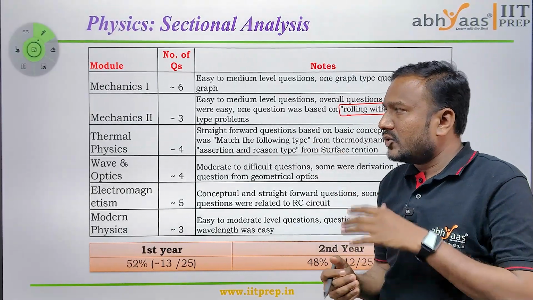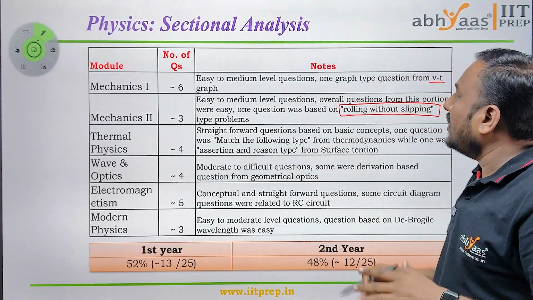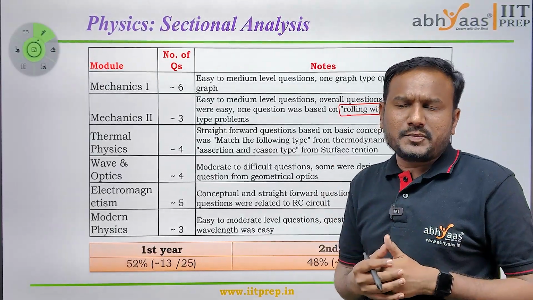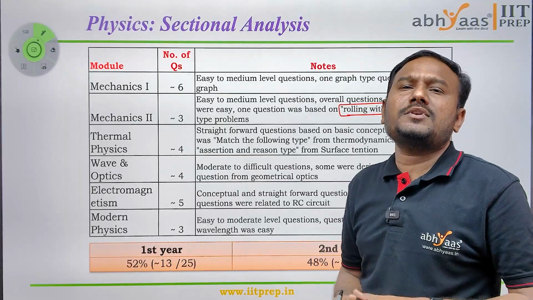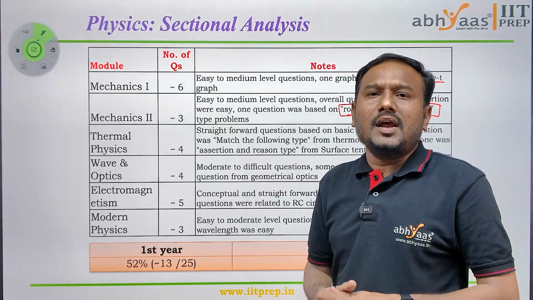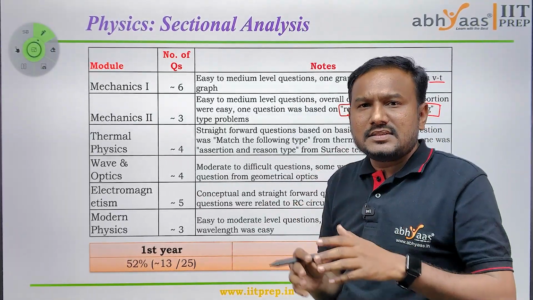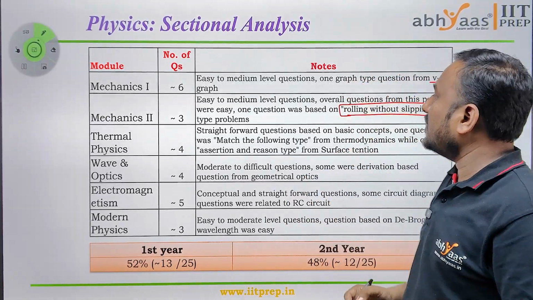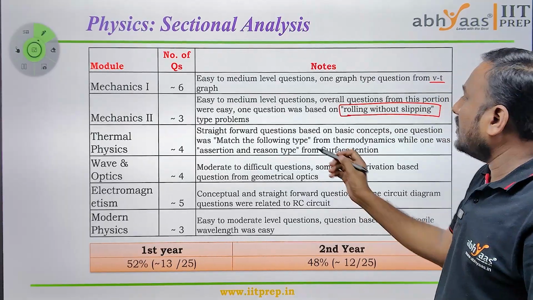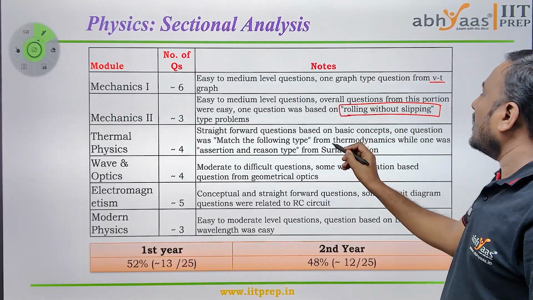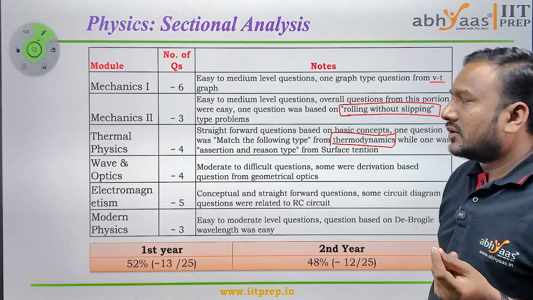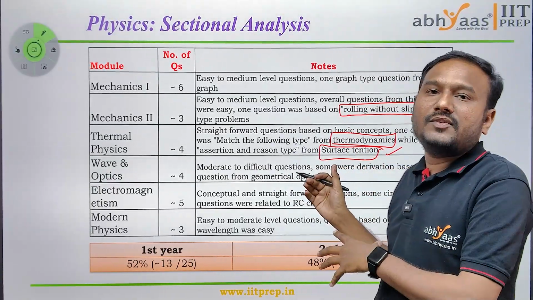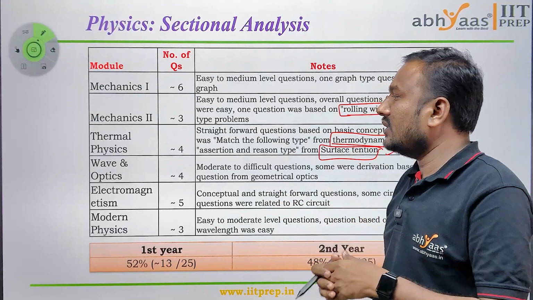And when you see thermal physics, in the overall physics paper, every time we can expect one assertion-reason type of question and one matrix matching question, which is mostly going to be easy and help students get the score. Here we observed one match-the-following question from thermodynamics and one assertion-reason type of question from surface tension, which will give us scoring in physics.